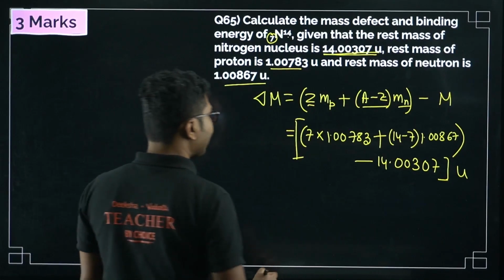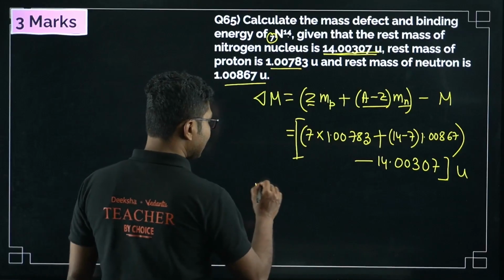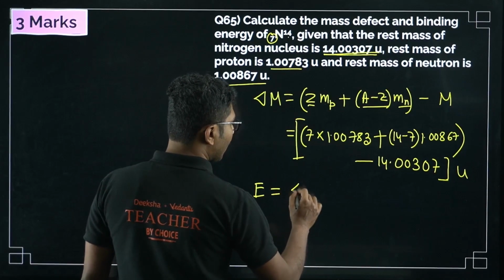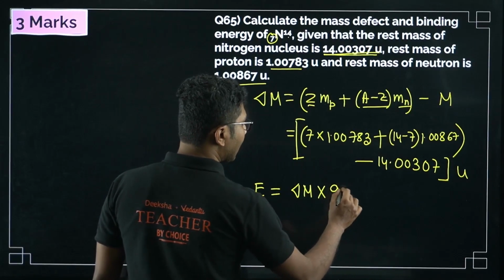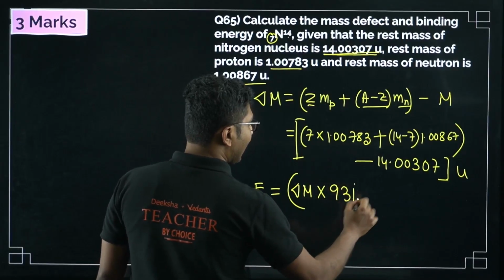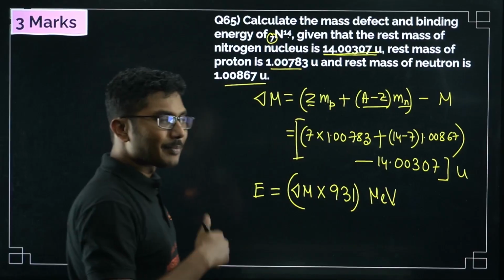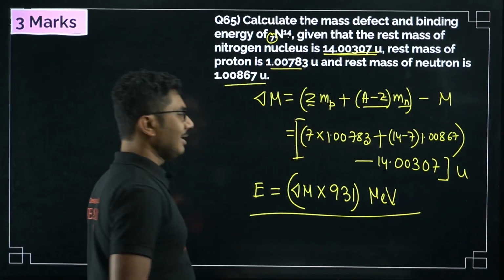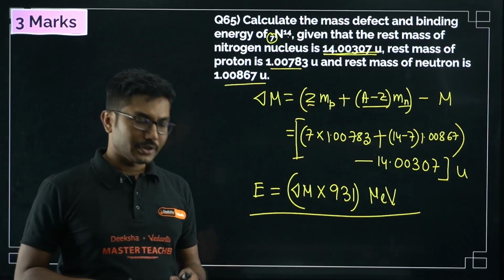Now, after calculating the mass defect, you have to calculate the binding energy. For binding energy, you don't need to do much. Whatever mass defect you have calculated, you have to multiply it with 931 MeV, and that is the binding energy. We already did that part in the previous problem, so just multiply them and calculate the binding energy. And if you face any difficulties, don't forget to mention that in the comment below.